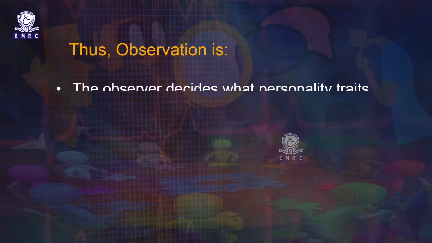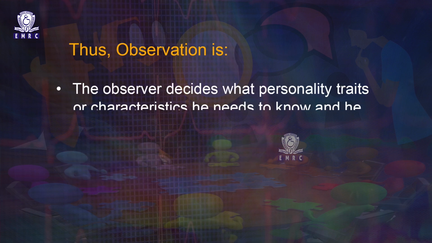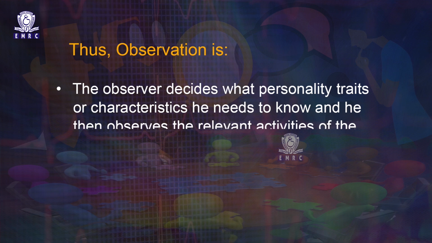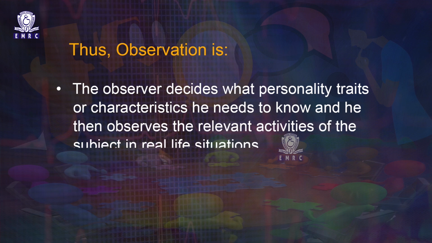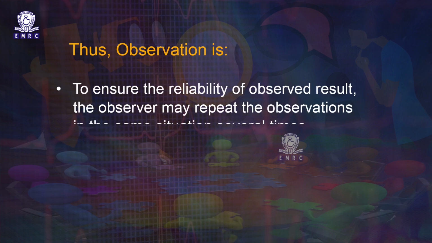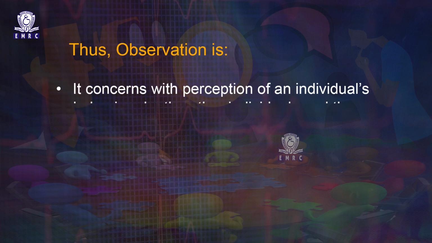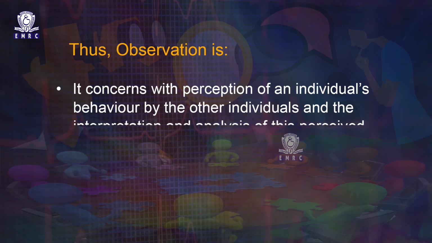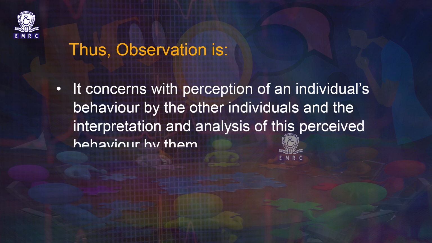The observer decides what personality traits or characteristics he needs to know, and then he observes the relevant activities of the subject in real life situations. To ensure the reliability of observed result, the observer may repeat the observation in the same situation several times. It concerns the perception of an individual's behavior by other individuals and the interpretation and analysis of this perceived behavior by them.